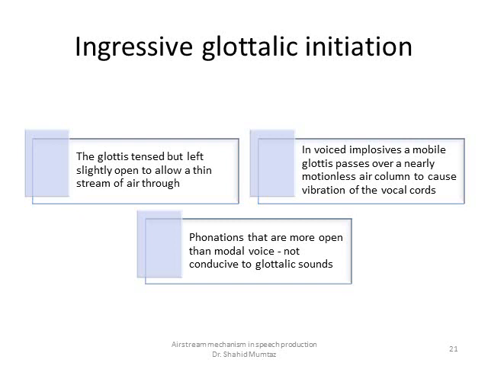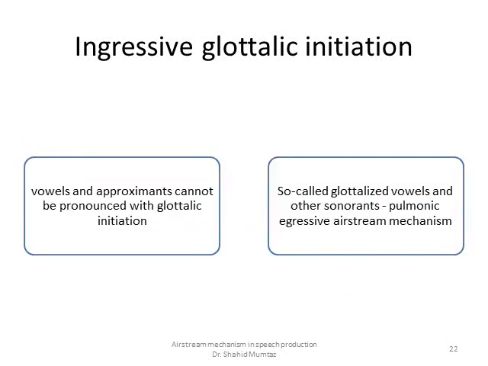Phonations that are more open than modal voice, such as breathy voice, are not conducive to glottalic sounds, because in these, the glottis is held relatively open, allowing air to readily flow through and preventing a significant pressure difference from building up behind the articulator. Because the oral cavity is so much smaller than the lungs, vowels and approximants cannot be pronounced with glottalic initiation. So-called glottalized vowels and other sonorants use the more common pulmonic egressive airstream mechanism.